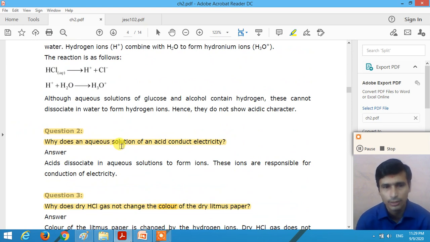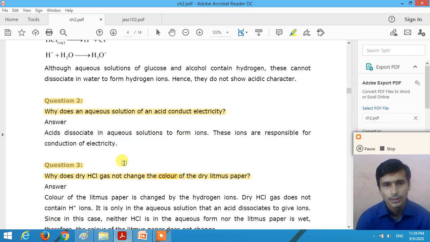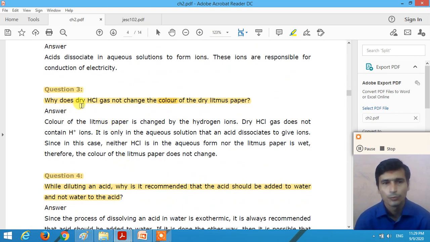Now question number 2: Why does an aqueous solution of an acid conduct electricity? The aqueous solution of the acid contains the H plus, H3O plus ion and the Cl minus ion. So due to these ions present in the aqueous solution of the acid, it conducts electricity, right? So acid dissociates in the aqueous solution to form ions, and these ions are responsible for the conduction of electricity, right?